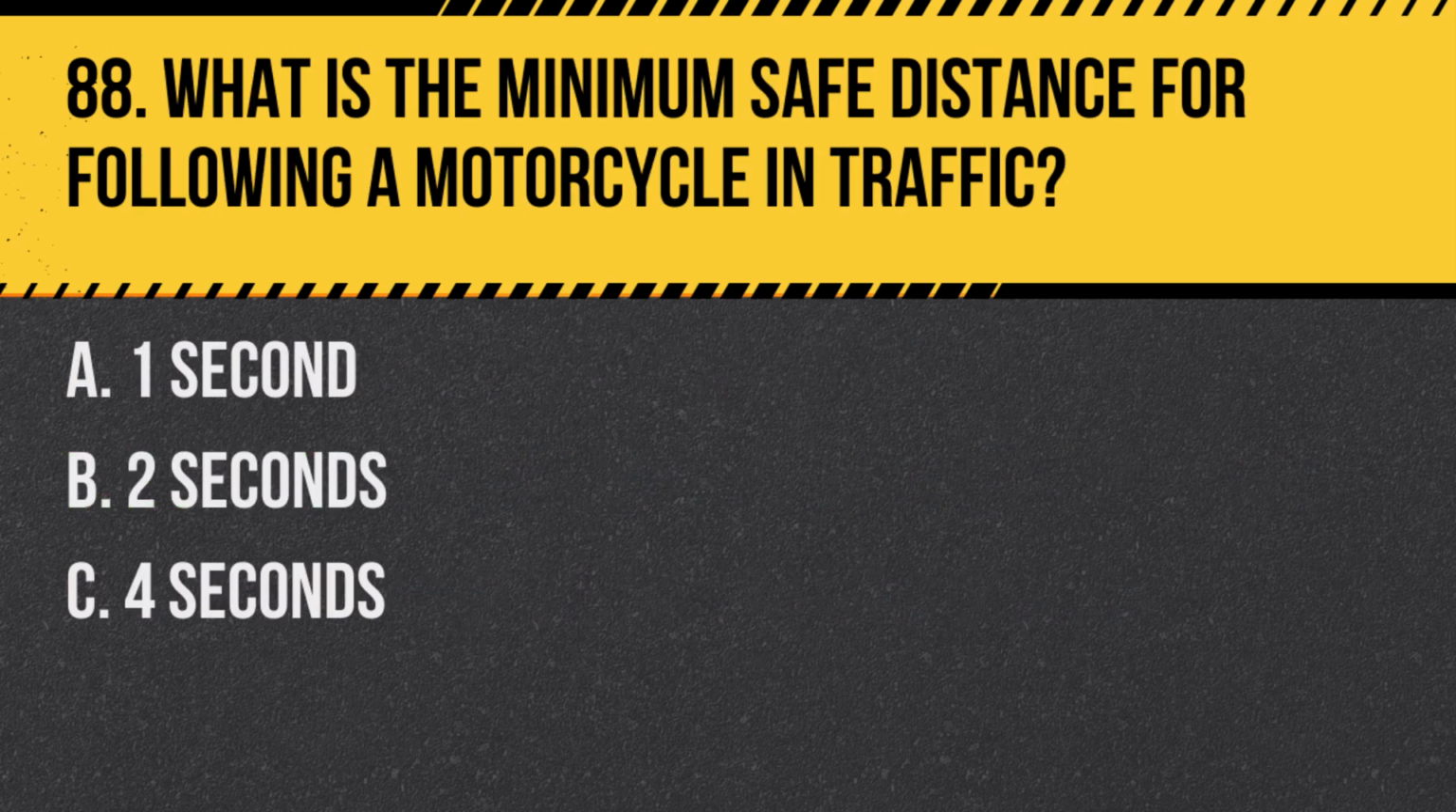Question 88. What is the minimum safe distance for following a motorcycle in traffic? A. 1 second. B. 2 seconds. C. 4 seconds. Answer. C. 4 seconds. It's recommended to maintain a minimum following distance of 4 seconds behind a motorcycle to ensure safety.